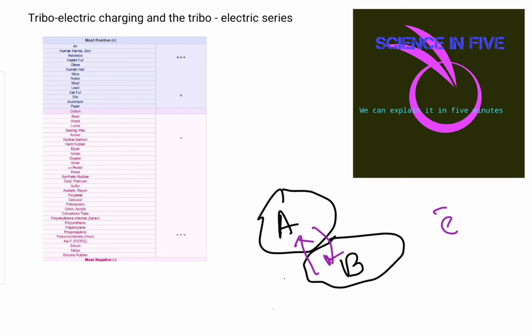Now the triboelectric series shows us different materials that are arranged according to their tendencies to either form a positive charge or a negative charge. The materials that form a positive charge are at the top. Materials that tend to form a negative charge are at the bottom.